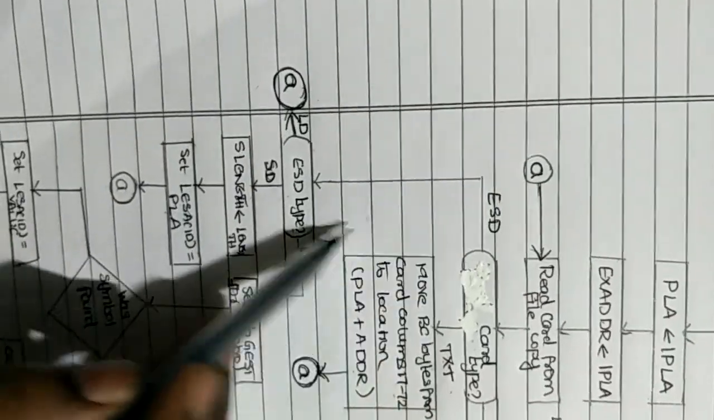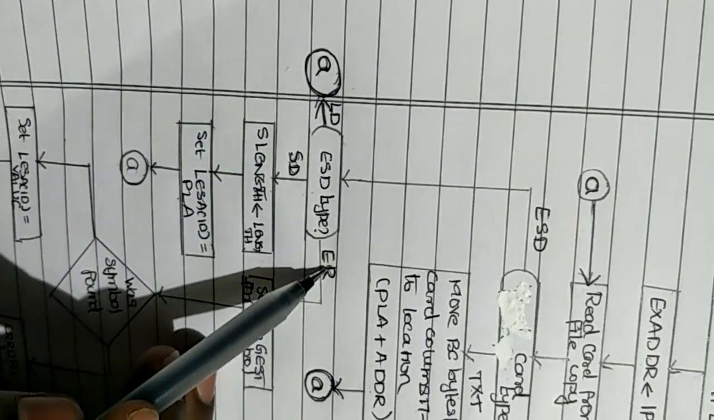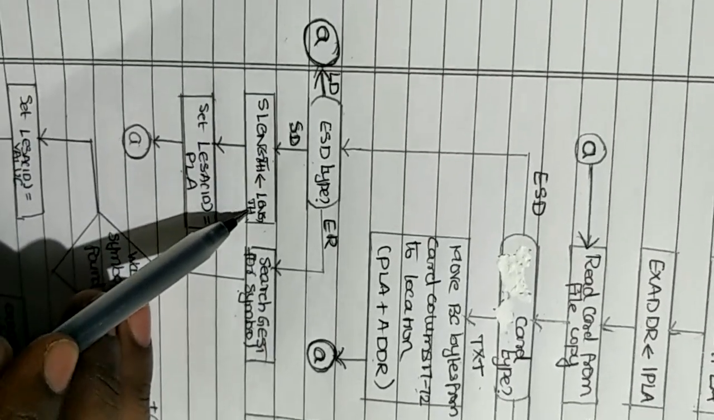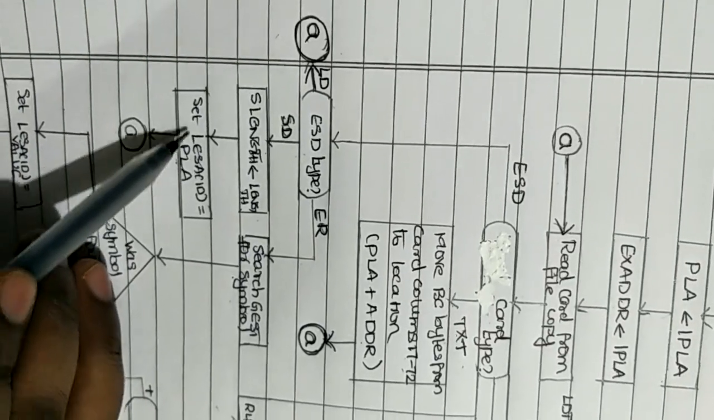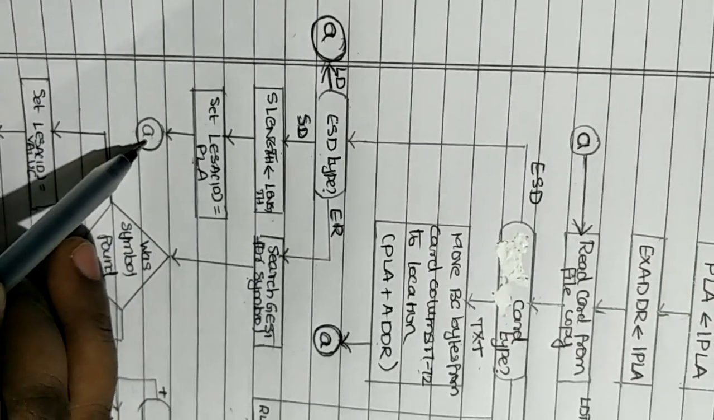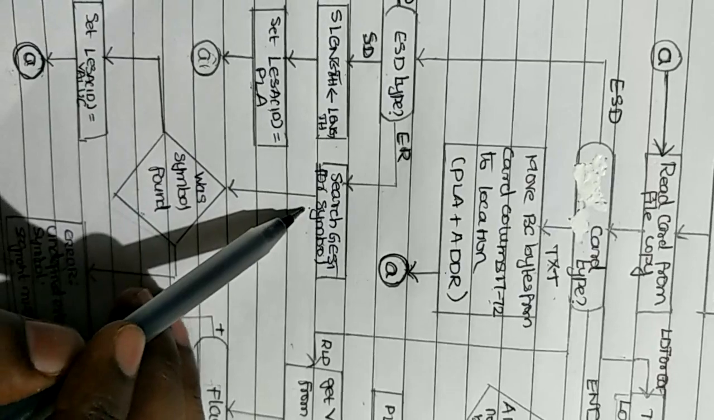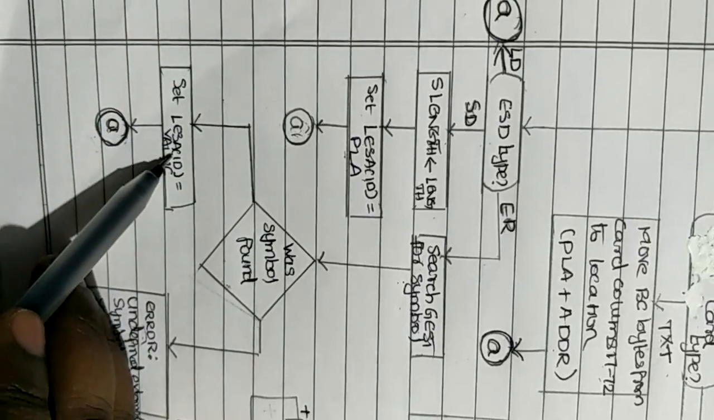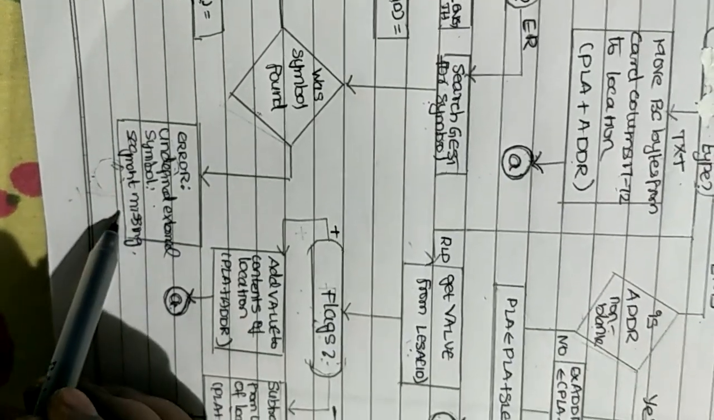Then coming to the ESD card, we have different types of ESD: a local definition, a segment definition, or an external reference. If it is a local definition, we just go back to where we read the card. If it is a segment definition, we assign the value of length to S length, set the PLA to the LESA ID, and finally end with the A. When it is an external reference, we search the GEST for the symbol, and if the symbol is found, then the value of LESA ID is set equal to the value. If not, it is an error: undefined external symbol, and the segment is missing.